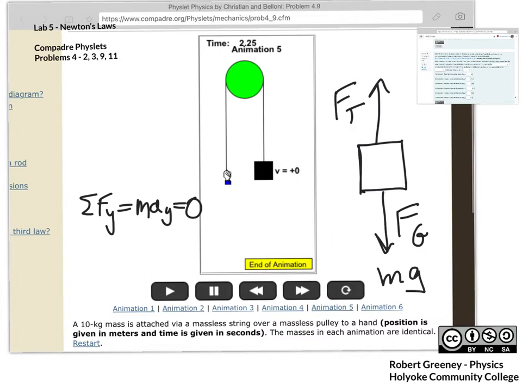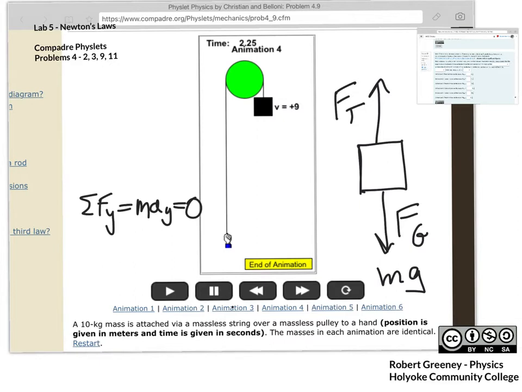Okay, let's look at animation 3. And play that. Okay, now it's going down with an acceleration. And animation 4, guess what it's going to do? You can probably guess. Oh, it goes up with an acceleration. So now the sum of the forces are not 0.